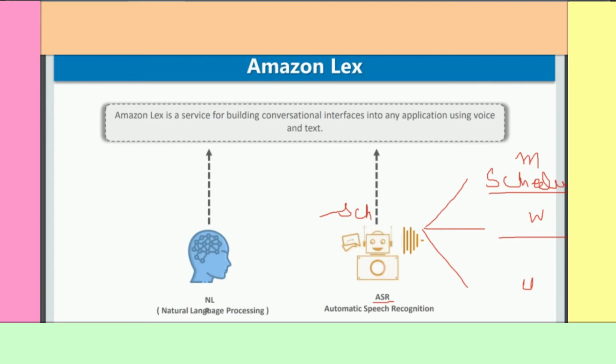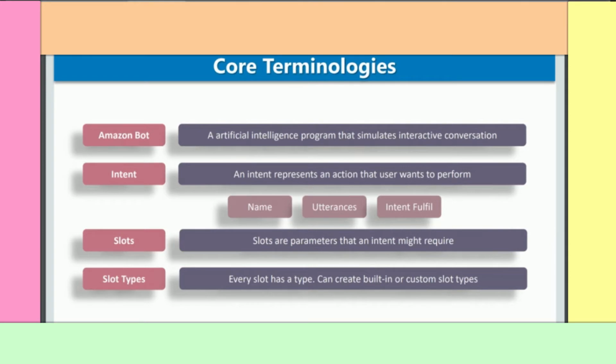So now let's erase this. And then Lex has multiple components. Before we go ahead and see the hands-on for Lex, let's see what exactly the different components of Amazon Lex are. First of all, we have the Amazon Bot. The Amazon Bot is simply an artificial intelligence program that simulates interactive conversation. That is exactly what Lex is all about.